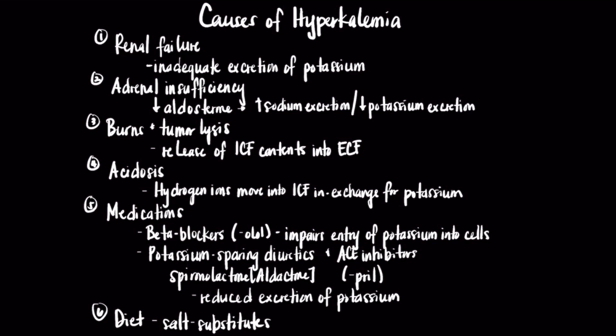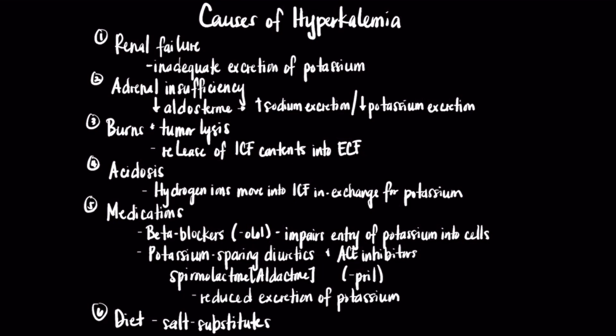When it comes to understanding the different causes of hyperkalemia, it's important to note that the causes are either from a decreased excretion of potassium, increase of potassium in the extracellular fluid, or an increase in consumption of potassium. Renal failure is the most common cause of hyperkalemia in that there is an inadequate excretion of potassium due to the abnormalities with the kidney.